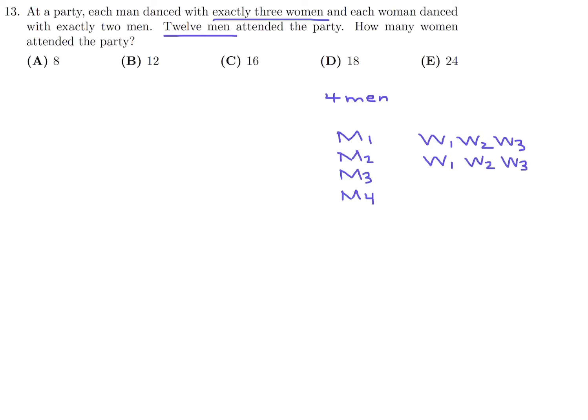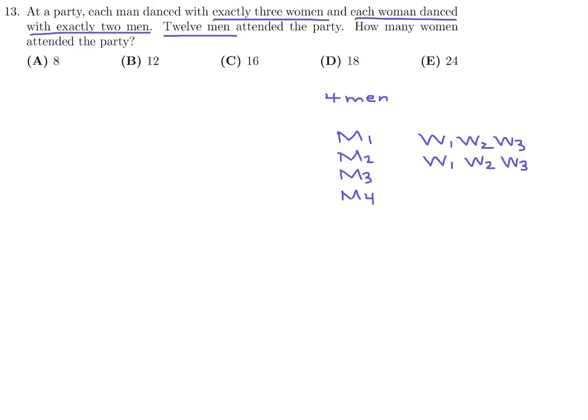Okay, now before I get to M3, let's see if the condition holds true for the women. Each woman danced with exactly 2 men. Okay, let's see. W1, she dances with M1, and W1 dances with M2. Okay, that's fine. That works. W2, she dances with M1, and W2 also dances with M2. Again, each woman danced with exactly 2 men. That condition is satisfied. W3 danced with M1, and she danced with M2. So that basically means that those 3 women are done dancing with the men.